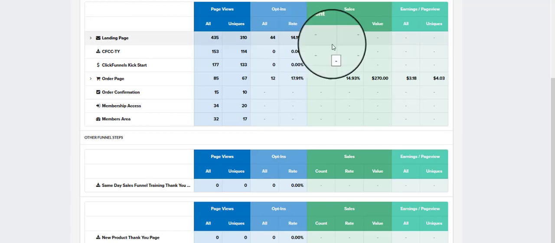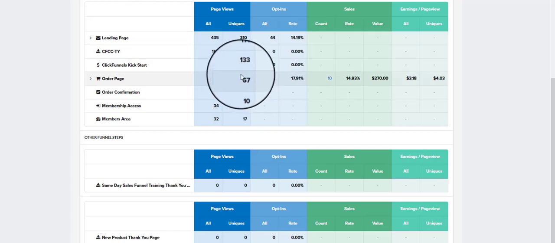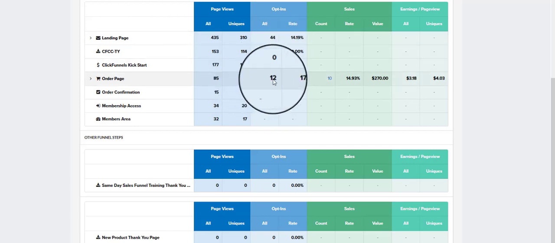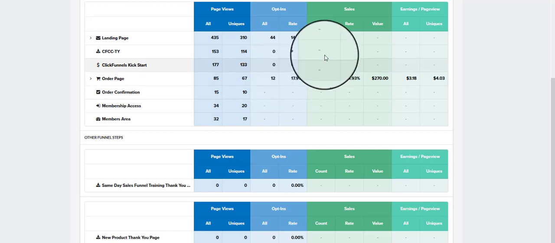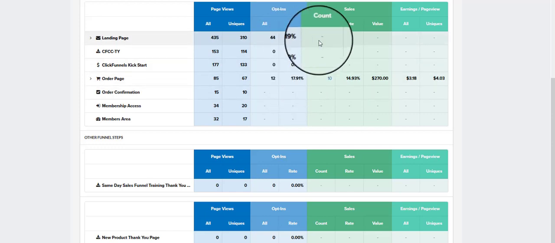But where things get interesting is on the order page here, where out of the 67 uniques that hit, 12 of them purchased, and that gives us a 17% conversion rate as far as the sales for this offer. Now, I guess I would call it a Tripwire. It's not super low priced, as you can see, but I guess it would fall within the Tripwire range. So this one is actually converting higher than the opt-in rate on the landing page.